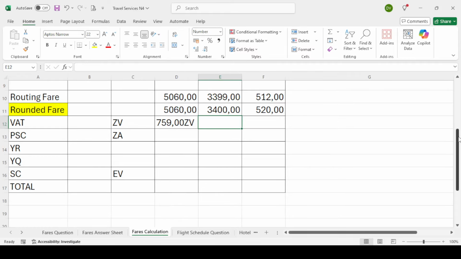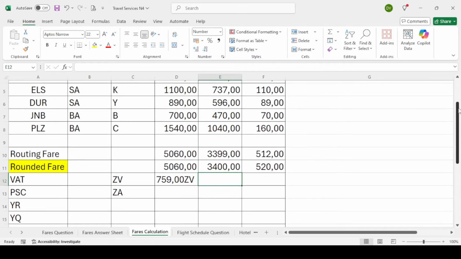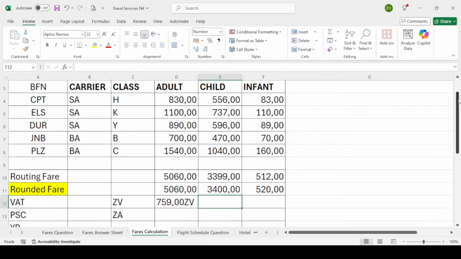Right, so your VAT for the child, when you take your 3,400 rand, multiply with 15%, you get 510 rand. You show your code ZV. And your 15% VAT for the infant, you take your 520 rand, multiply with 15%, gives you the infant VAT of 78 rand, and you show your code ZV. Right.